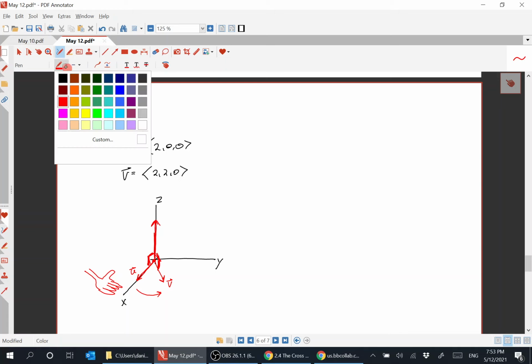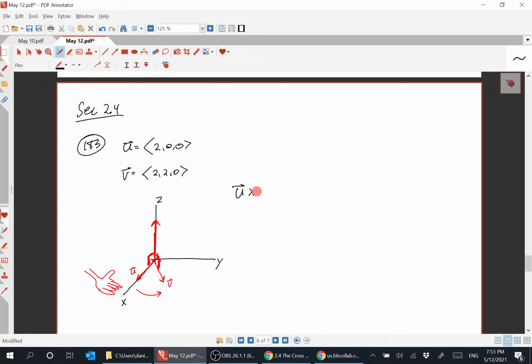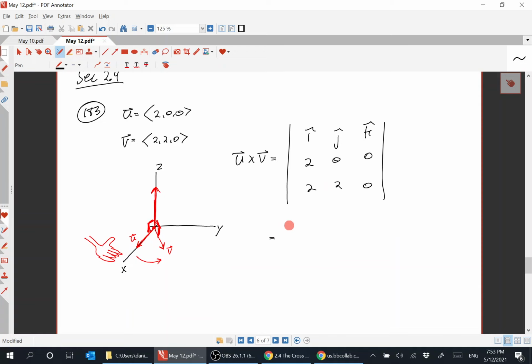Okay. So then how do you calculate the cross product? U cross V, you set up that 3 by 3 determinant, I, J, K, U first, 200, V, 220. Component-wise, in the X component, you have this 2 by 2 determinant, 0, 0, 2, 0. And in the Y component, you have this 2 by 2 determinant negated, 2, 0, 2, 0. And in the z component, you have this 2 by 2 determinant, 2, 0, 2, 2. Not negated, sorry, just that 2 by 2 determinant. You only negate the one in the middle.